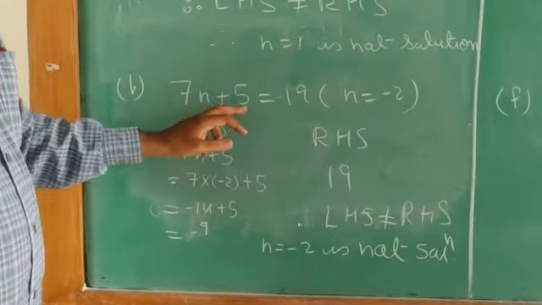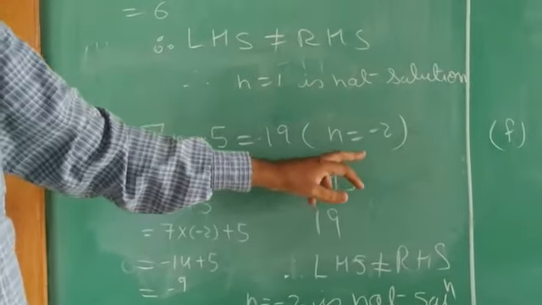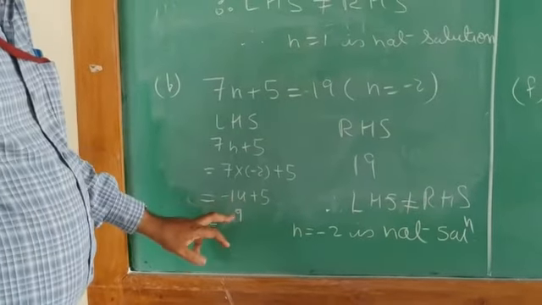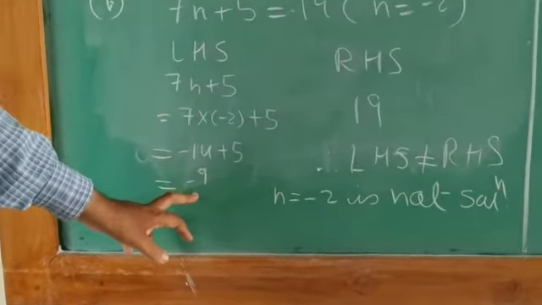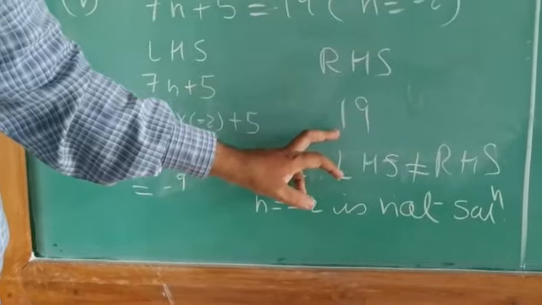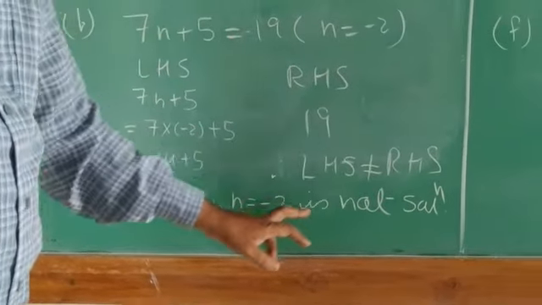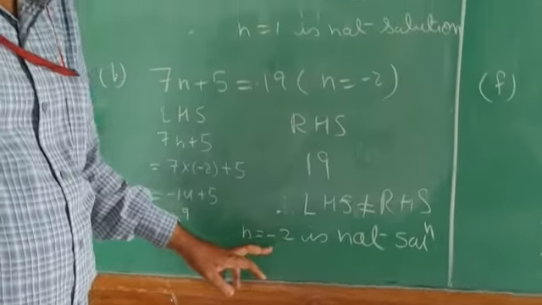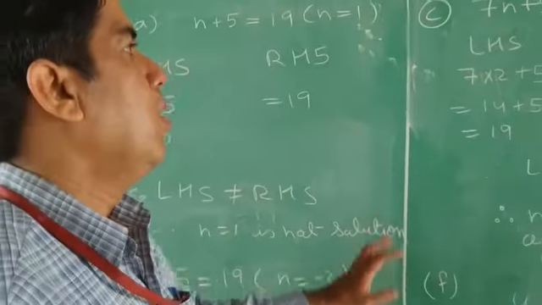You can see now 7n plus 5 equal to 19. N equal to, bracket given here, minus 2. Keep a value here, minus 2. So it comes minus 9 here. And here value comes 19, already given here. They are not equal. So n equal to minus 2 is not a solution.